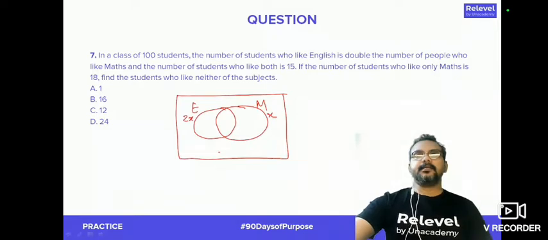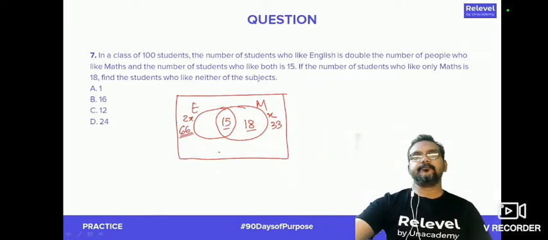Now it says that the number of students who like both is 15. Those who like only math is 18. So there's only math is 18 here. That means 15 plus 18, 33 is basically those who like math. Those who like English is 66. So 66 is this whole circle, entire one. Plus we have 18. So 66 plus 18.